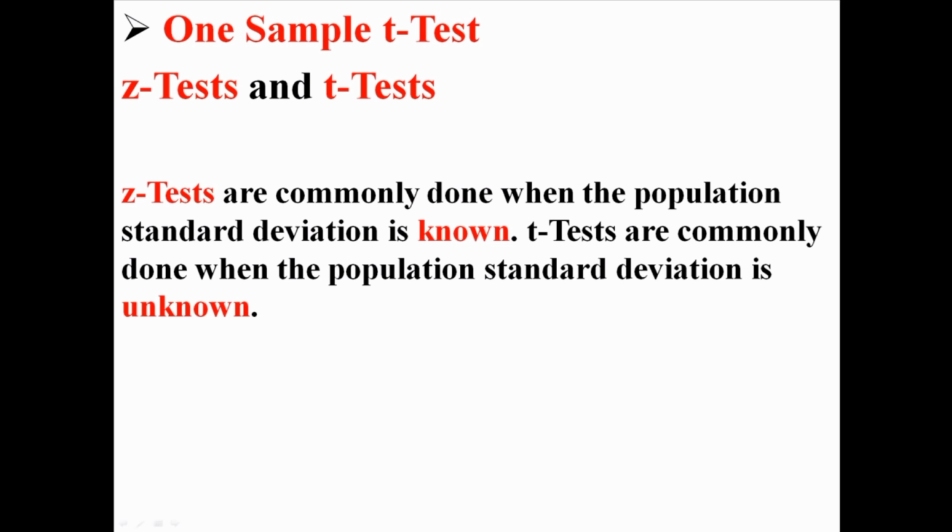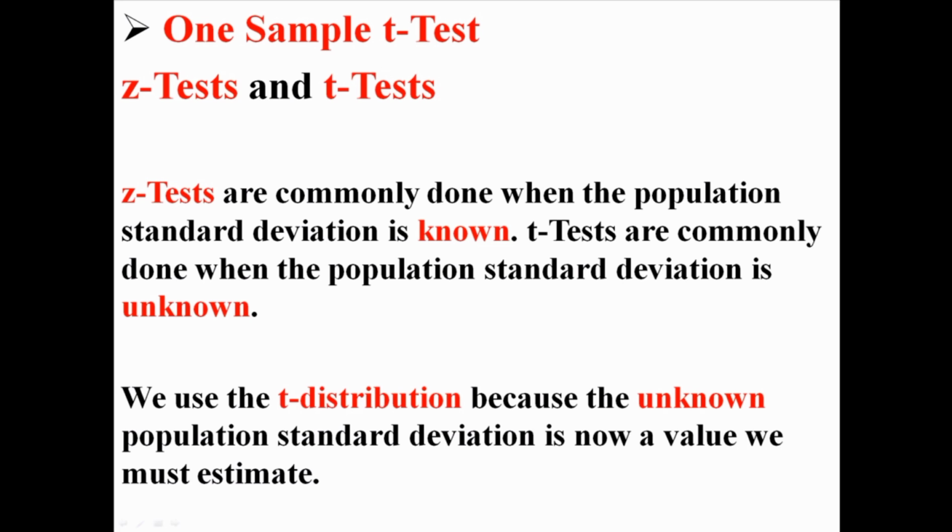One sample t-test. One sample t-test, z-test, and t-test. Z-tests are commonly done when the population standard deviation is known. T-tests are commonly done when the population standard deviation is unknown. We use the t-distribution because the unknown population standard deviation is now a value we must estimate.